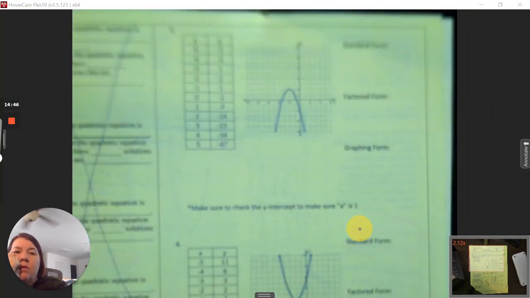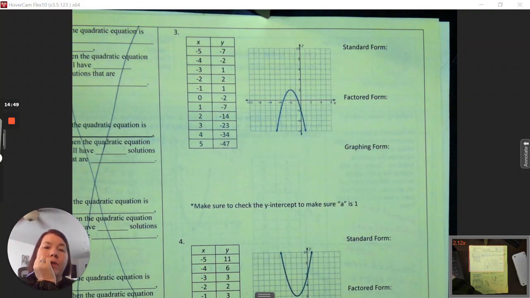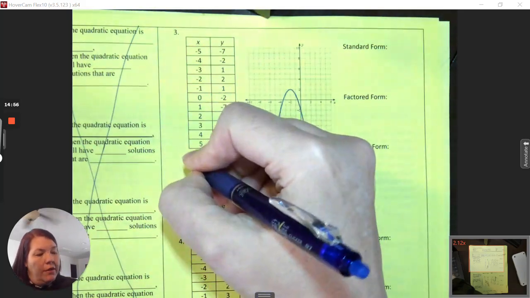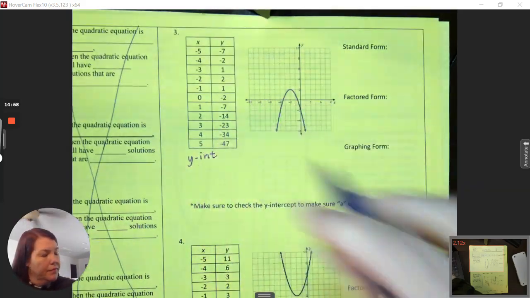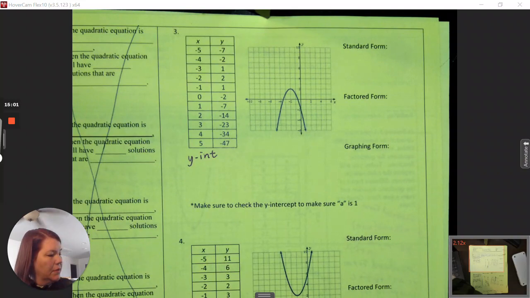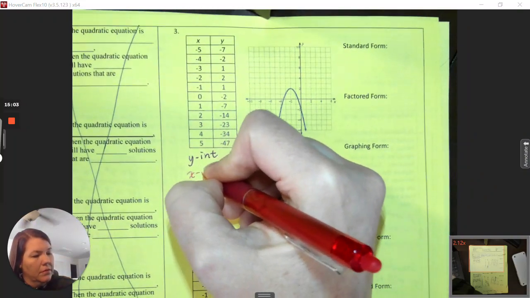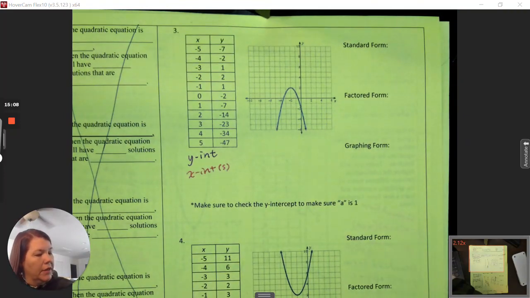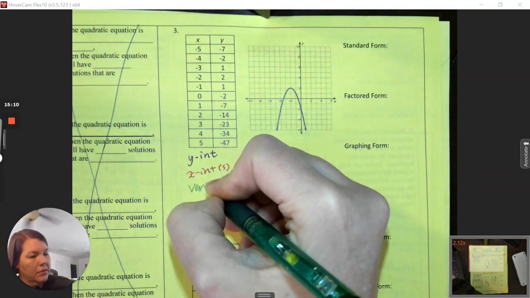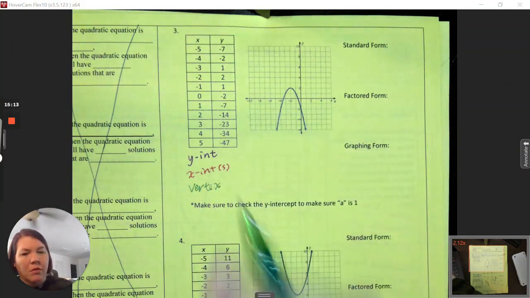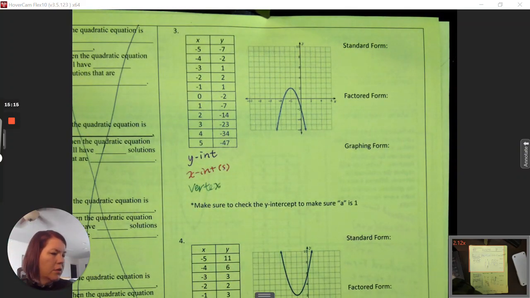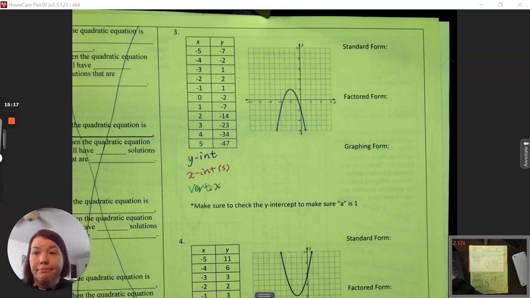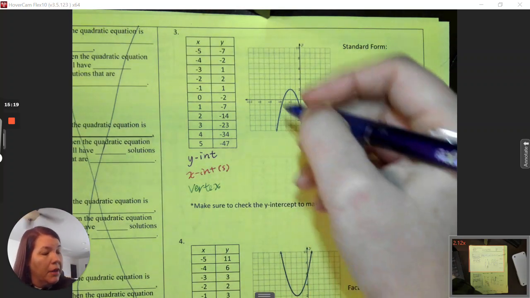So go ahead and see what you can do with number 3. Pick a form. Actually, find everything. Let's find everything. So we need to find our y-intercept, our x-intercepts, our vertex, and maybe notice something else. So y-intercept first. Yep, I agree. It is -2.